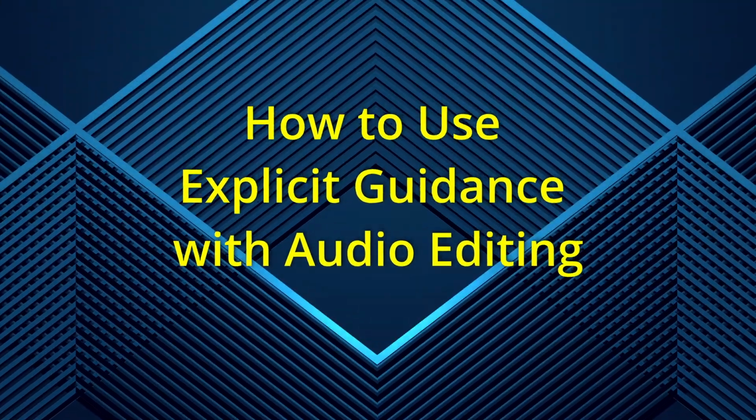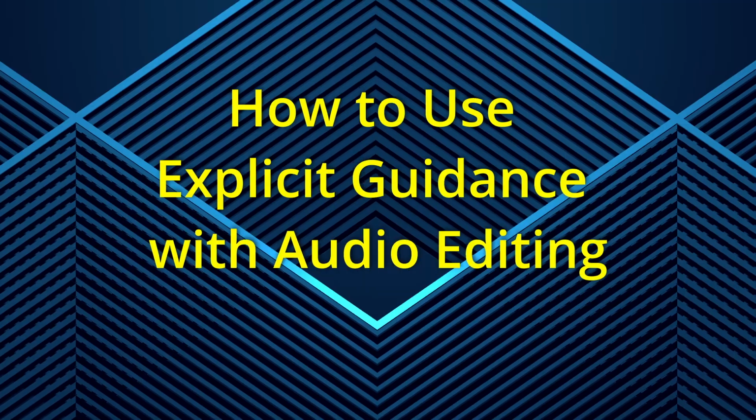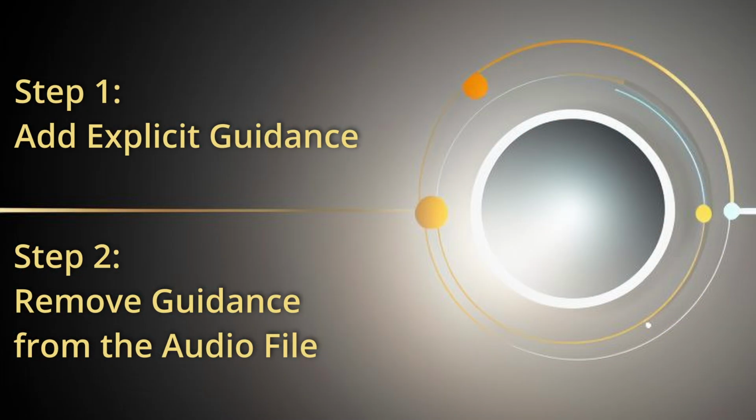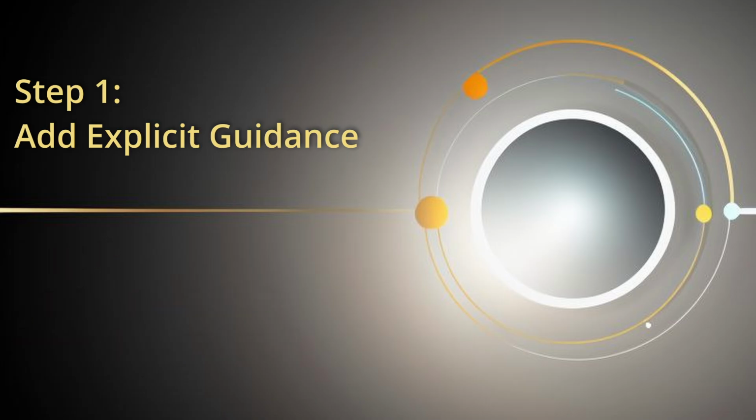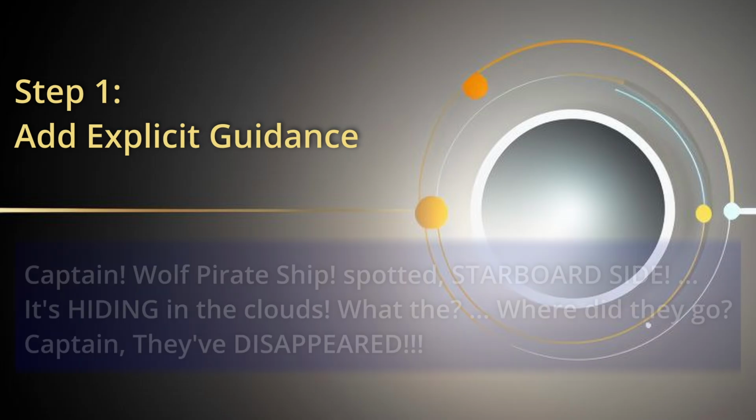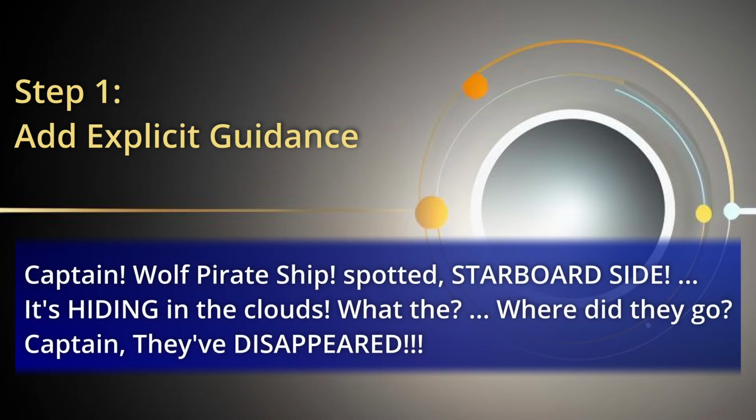Sometimes prompts and voice controls aren't enough to get the emotional delivery you want. When that happens, try this two-step approach. First, if your script doesn't give enough emotional context, add explicit dialogue that tells the AI how to deliver the line. For example, compare this line without any guidance.